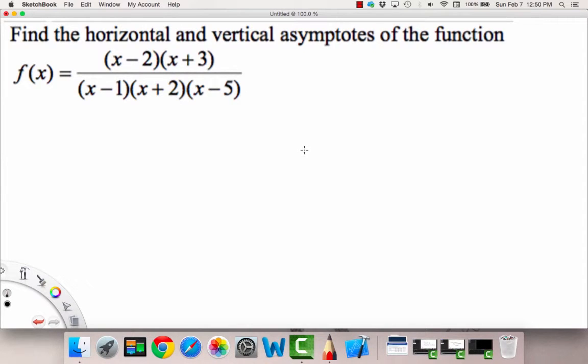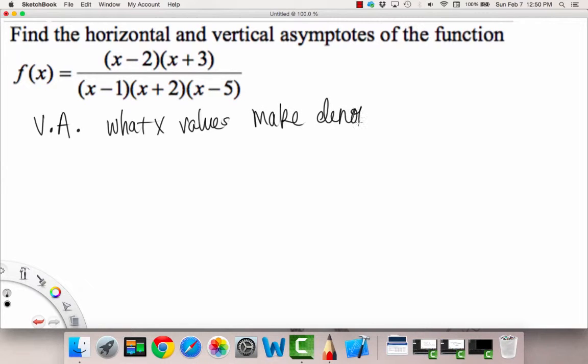Okay, so here's an example. We have, find the horizontal and vertical asymptotes of this function. So in order to find the vertical asymptotes, we need to find for what x values make the denominator equal 0, but not the numerator. Okay?